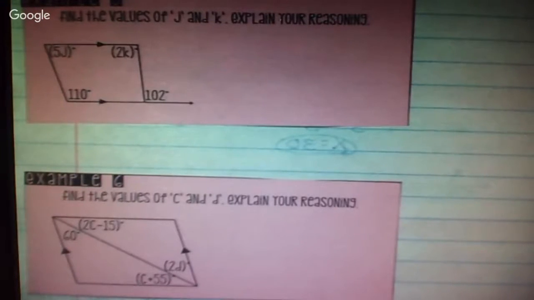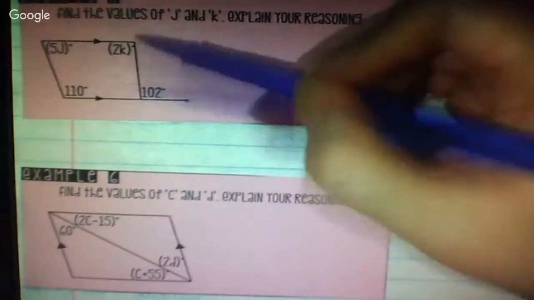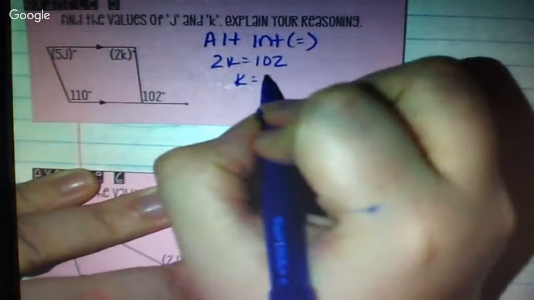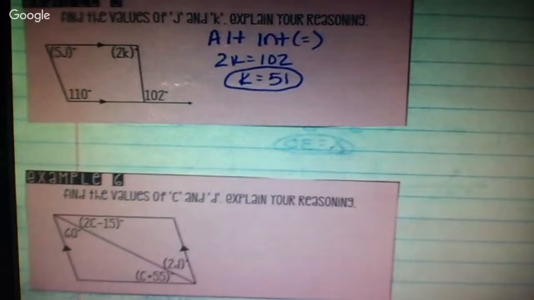Do you want to solve for J first or K first? K. All right. So we've got to do something with K. What do we know about K? Here's my parallel lines. Here's my transversal. Alternate interior angles, which means that they are equal to each other. So 2K equals 102. So K equals 51. Excellent. Okay, there's K. Easy. You make it look so easy.